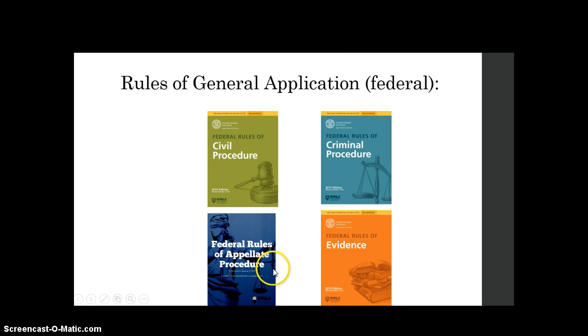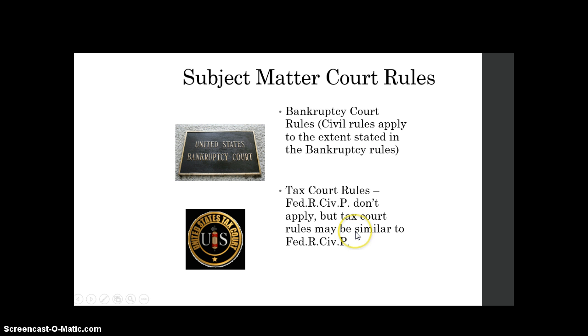There's the Federal Rules of Appellate Procedure, which apply in the circuit courts, because appeals is, of course, a different procedure than a trial, so you need your own rules for that. And there's the Federal Rules of Evidence. These apply at the trial court level in both criminal and civil cases.